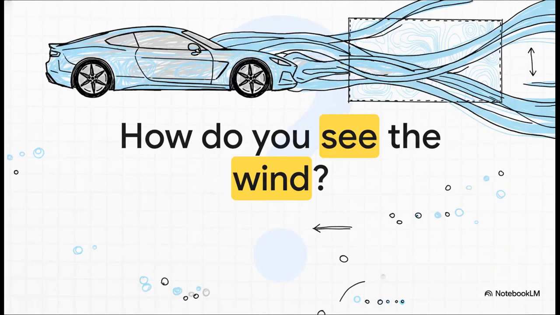So let me ask you something. How do you see the wind? I mean, you can't, right? You can only see what it does. For an automotive engineer, that's a massive problem. They need to literally see how air is flowing over a car to make it more efficient. And that's exactly what we're going to do today. We're going to see the wind.